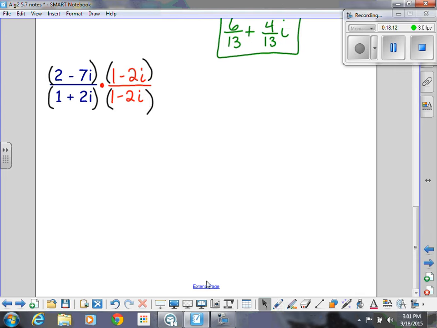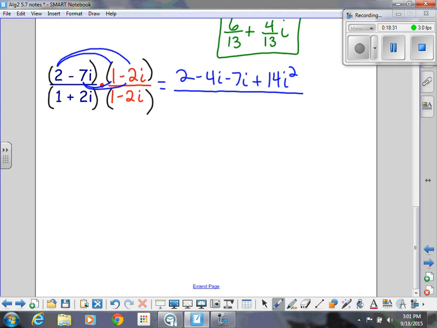So we're going to do 2 times 1 equals 2. 2 times negative 2i is negative 4i. Then negative 7i times 1 is negative 7i. Negative 7i times negative 2i is positive 14i squared. That's all in the numerator.